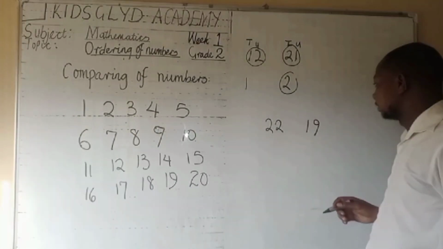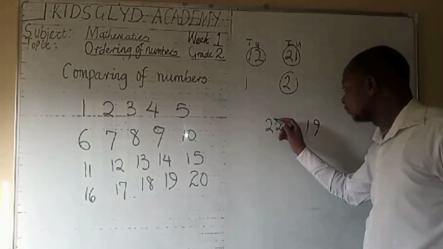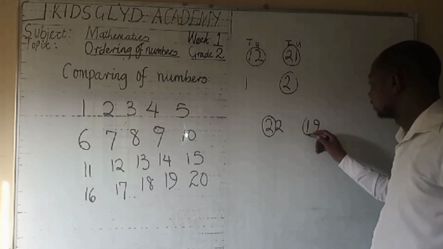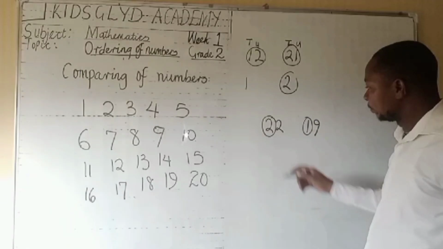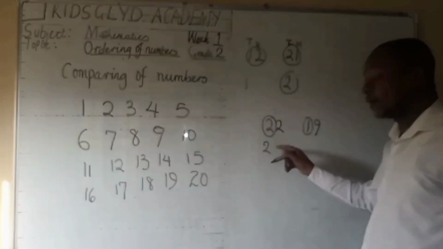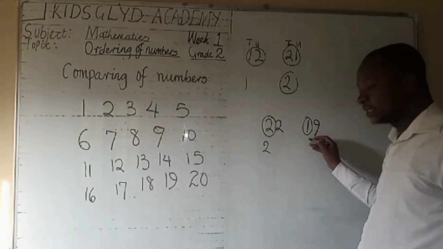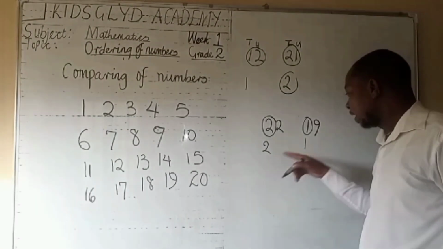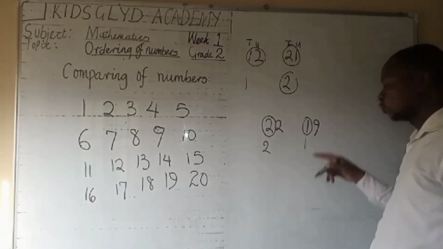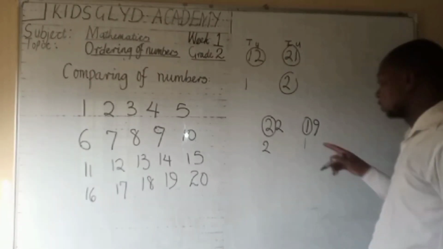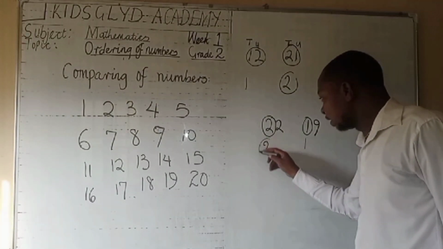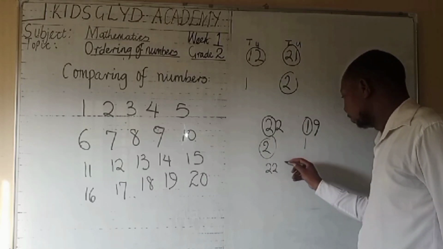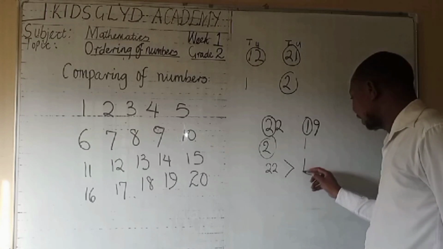22 and 19. Like I said, consider the first numbers that fall under tens. First, tens and tens. The first 10 here is 2. That means we have 2 tens here. The first 10 here is 1. That means 1 ten here. That means 2 and 1. This 2 means 20, while this one means 10. So between 2 and 1, which one is bigger? 2 is bigger than 1. So that means 22 is greater than 19.